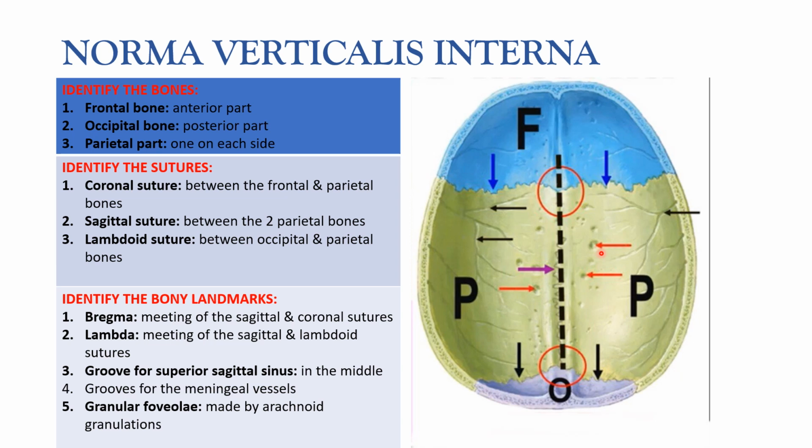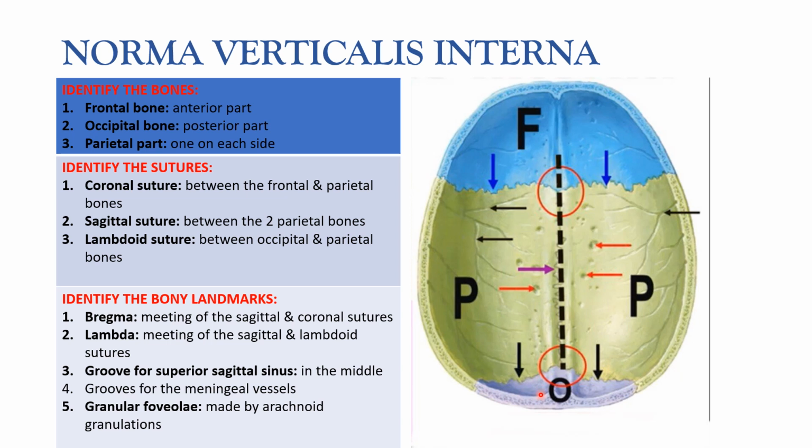Again, the normal verticalis interna. We've looked at the bones: the frontal bone, parietal bone, occipital bone. Frontal bone forms the anterior part. Occipital bone forms the posterior part. Then we have one on each side of the parietal bone. Then we look at the sutures. This is the coronal suture, found between the frontal and the parietal bone. Then we looked at the sagittal suture, found between the two parietal bones. Then we looked at the lambdoid suture, between the parietal and then occipital bone.